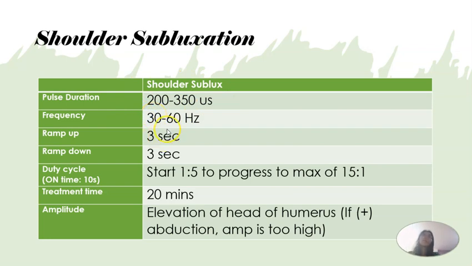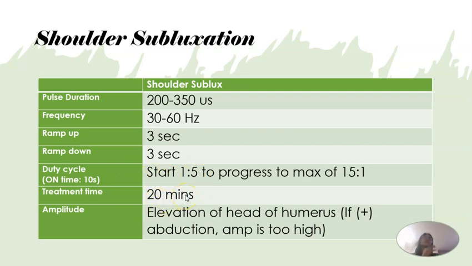For the ramp up and down, you have 3 seconds each. For the duty cycle, you can start with 1:5 and progress to a maximum of 15:1, depending on what the patient tolerates. When we say 1:5, the 1 here represents 10 seconds, meaning you have 10 seconds on and 50 seconds off. Treatment time would be 20 minutes.